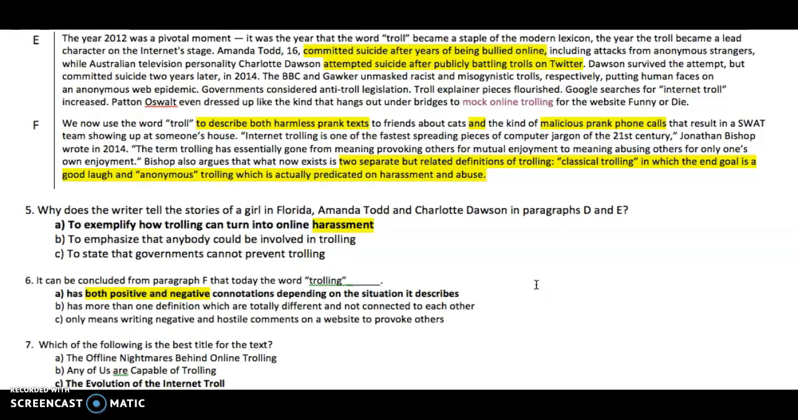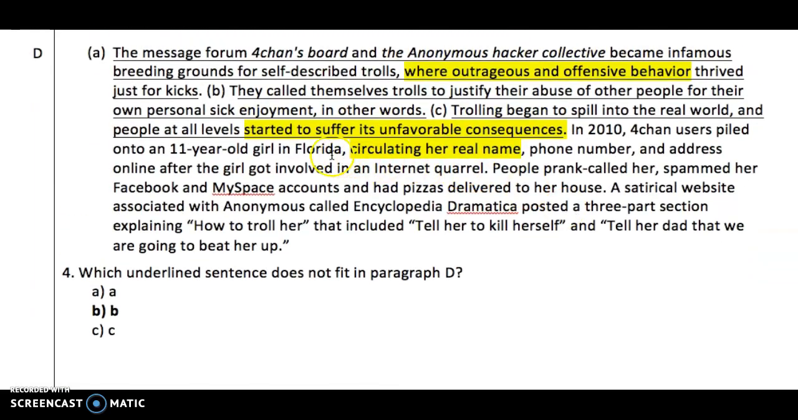Question number 5. Again, in this question, we are actually asked the function of the sentences about a girl in Florida, Amanda Todd, and Charlotte Dawson. I mean, why are these sentences given in paragraphs D and E? So in paragraph D here, you can see that a girl in Florida, all her information was made public and people pranked call her, spammed her Facebook and MySpace accounts. So bad things happened to her.